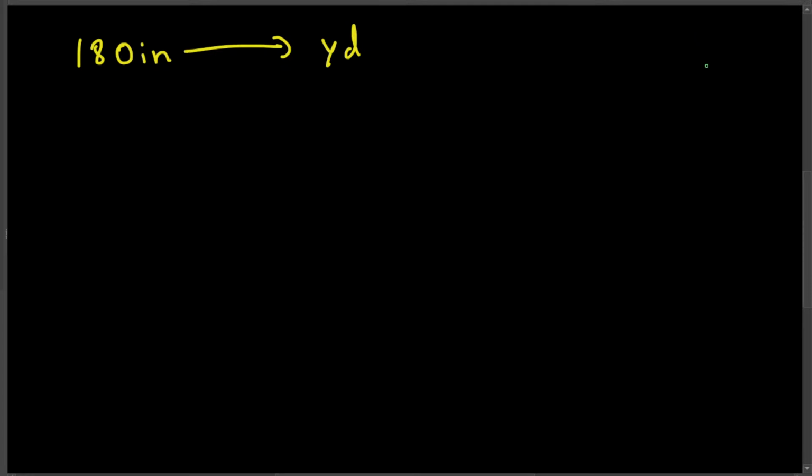We know that the relationship between feet and the inch, 1 foot is equal to 12 inches, and also we know the relationship between feet and the yard, 3 feet is equal to 1 yard. Okay, now let's see how we can use this to convert these inches into yards.